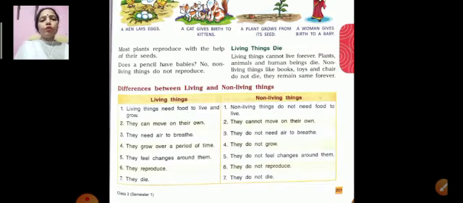Living things grow over a period of time, but non-living things do not grow. Living things feel changes around them, but non-living things do not feel changes around them. Living things reproduce, but non-living things do not reproduce. Living things die, but non-living things do not die.